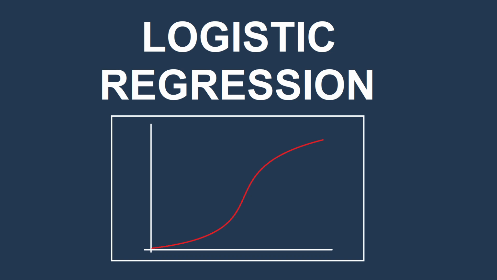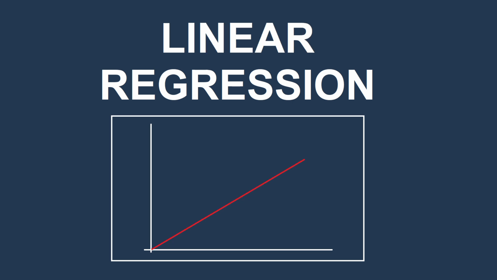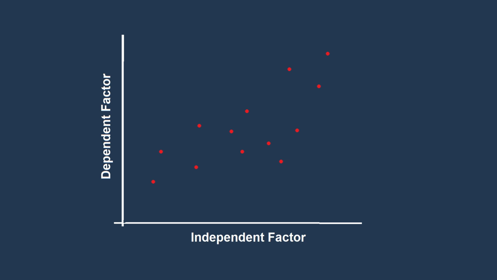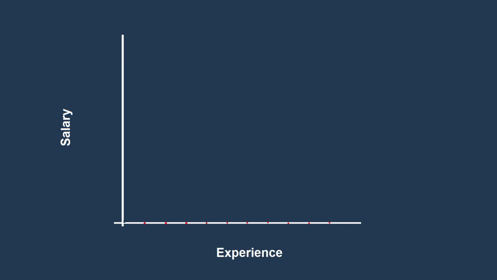In our previous video, I have briefly introduced logistic regression. But before we talk about logistic regression, we have to talk about linear regression. First off, what is regression? It's a method to draw a trend by finding a mathematical relationship between a dependent factor and one or many independent factors. Like salary would be a dependent factor that's dependent on an independent factor like experience.